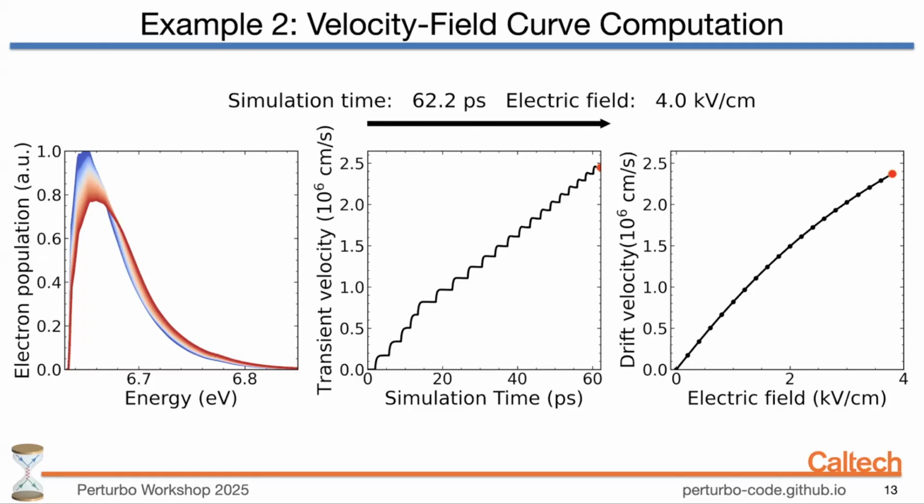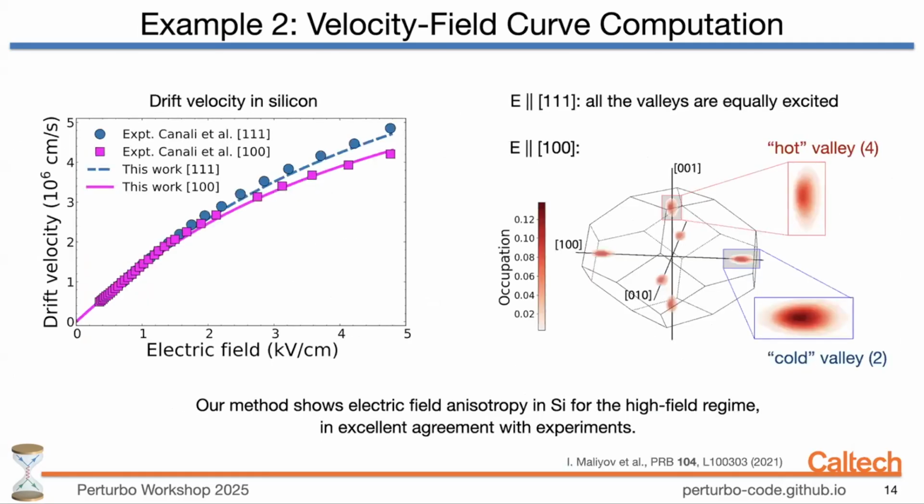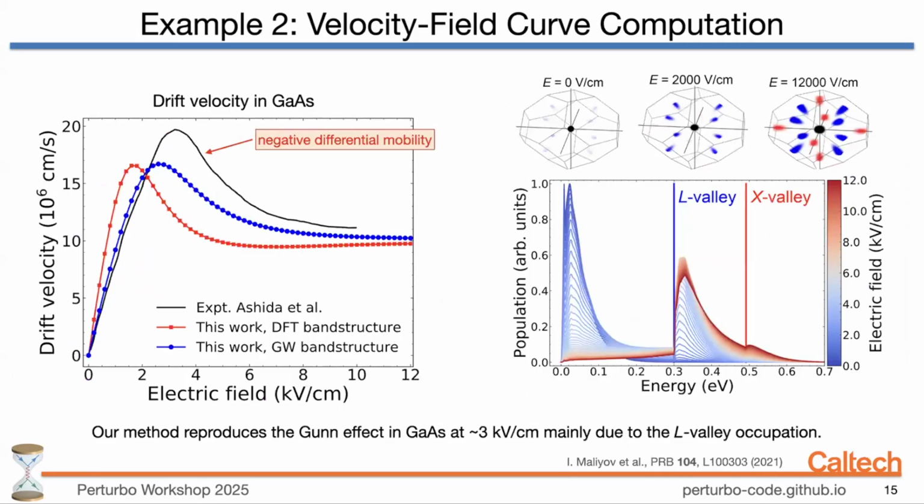So if you're interested in learning more about this, you can look at this paper published by our previous postdoc, Ivan, where we use this method to showcase drift velocity in silicon, where we were able to reproduce with very good agreement with the experiment the electric field anisotropy in different values of silicon. And another example that we showcased in this paper is the drift velocity in gallium arsenide, and we were able to find this negative differential mobility that signifies the Gunn effect in the system.